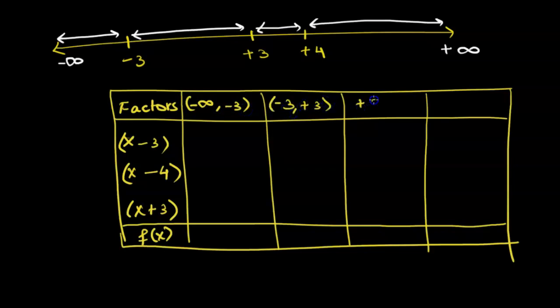Next we have positive 3 to positive 4. And the last interval is positive 4 to positive infinity. In order to fill this table up, what we have to do is pick any number from the first interval. So if negative infinity to negative 3 is the first interval, we can pick any number, let's say negative 10. We know negative 10 lies between negative infinity and negative 3.